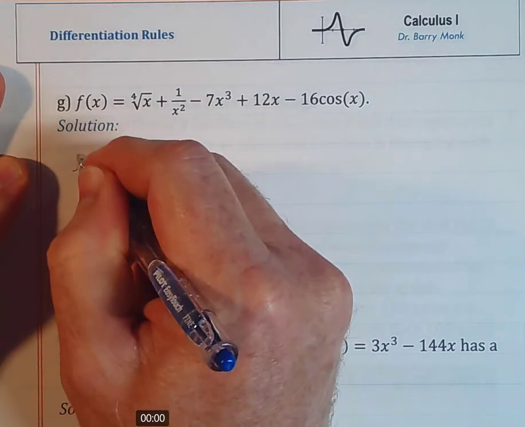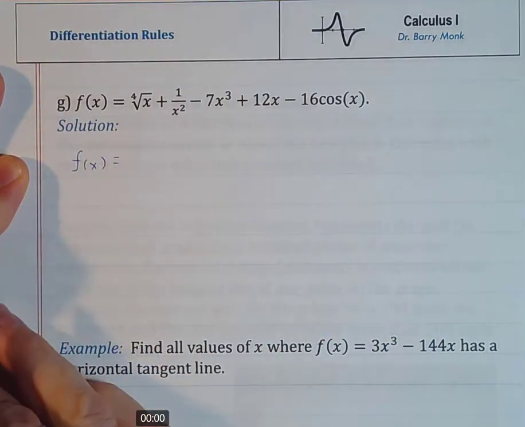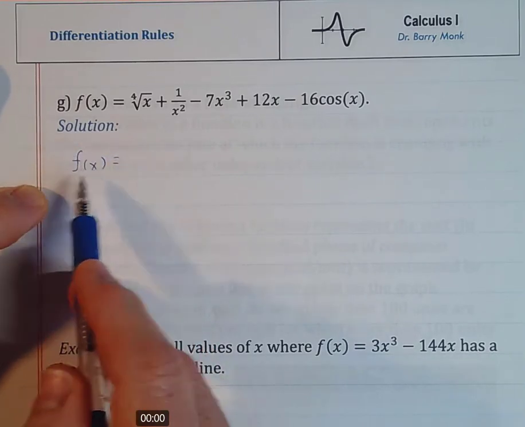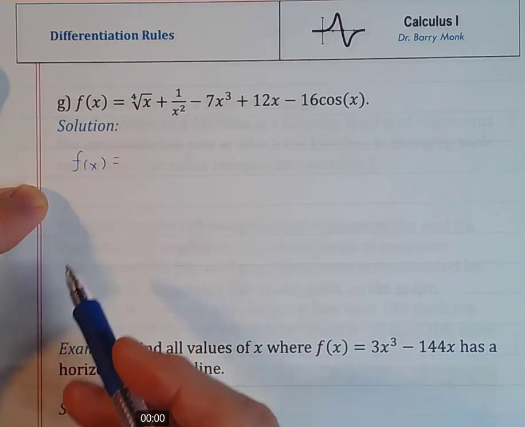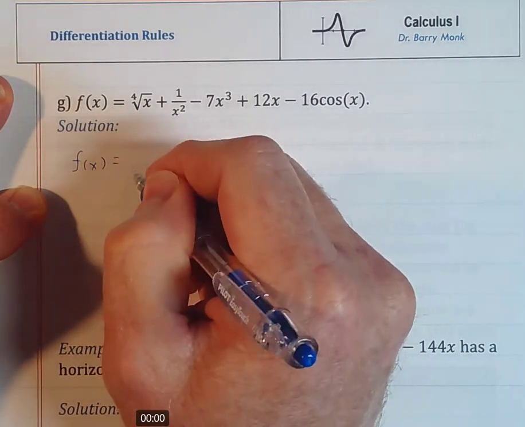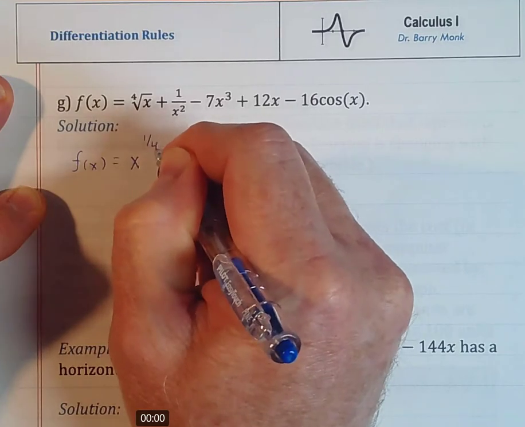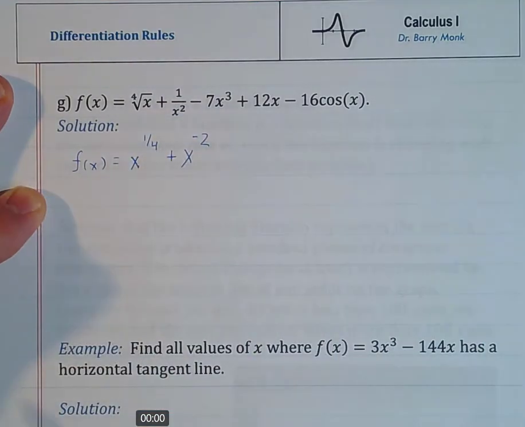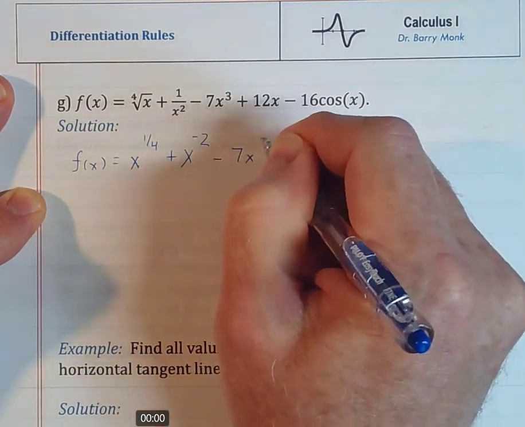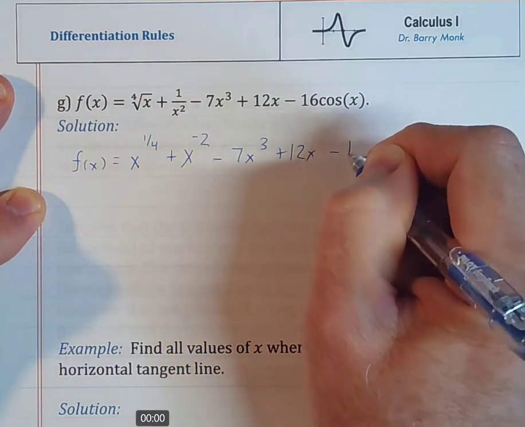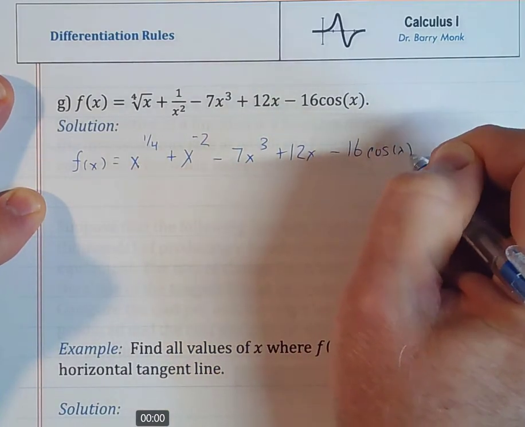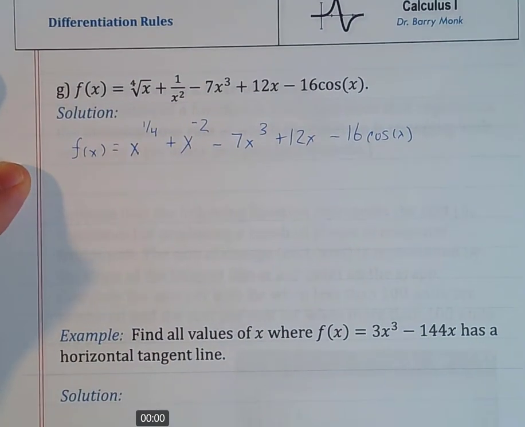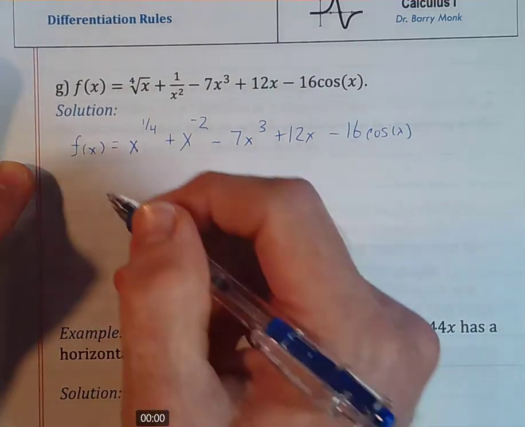So my first step is I'm going to go in here, and I'm just going to rewrite this function. Now, I'm not doing the derivative yet. So don't get your notations mixed up. Don't call this f prime because we're not doing the derivative yet. All we're doing is rewriting the function. And so I know this is the same thing as x to the 1/4. I know that this one is the same thing as x to the -2, minus 7x cubed plus 12x minus 16 cosine x. Okay, so I've just rewritten my function.